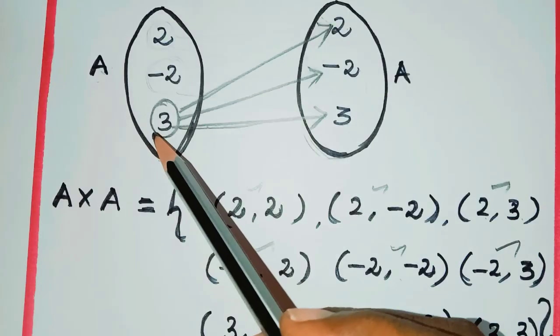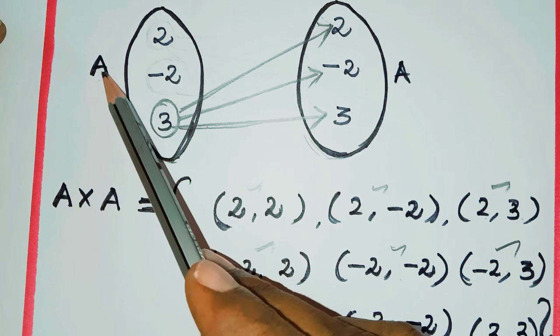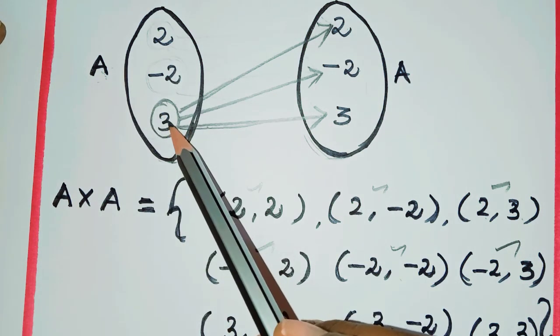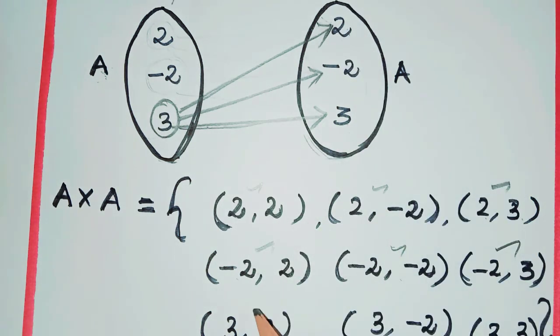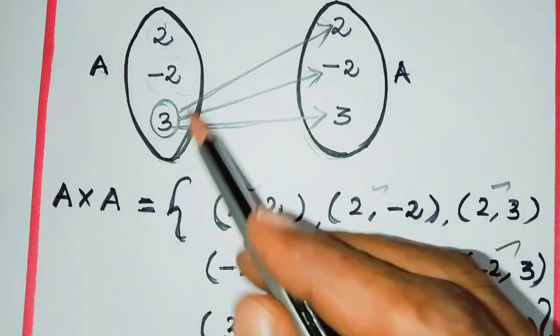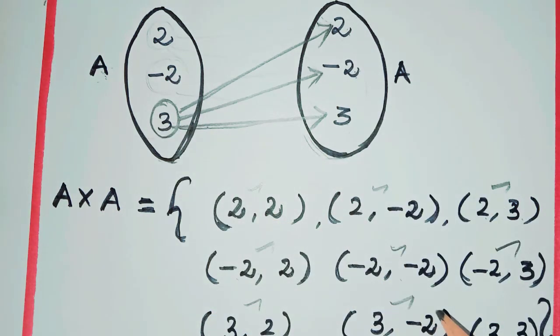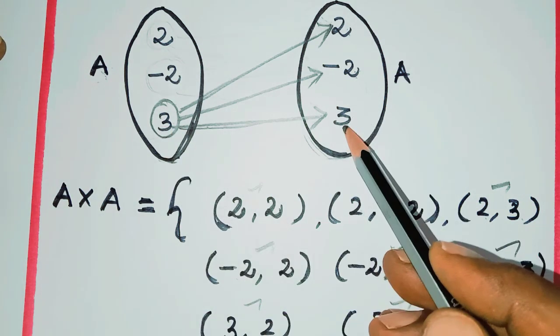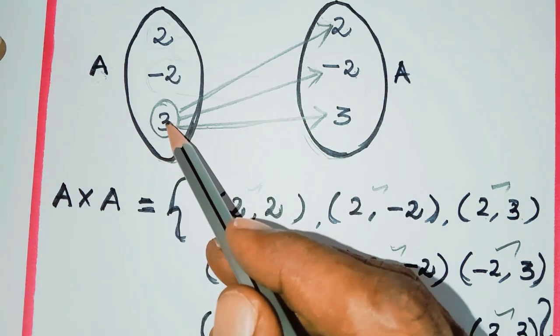Next, find all possible ordered pairs using the third element of A. Third element of A is 3. Using 3 paired with the first element 2: 3 comma 2. 3 comma 2 is the first ordered pair. Next, 3 with the second element, minus 2. 3 comma minus 2 is the second ordered pair. Next, 3 with the third element, 3. 3 comma 3 is the third ordered pair. So these are the three possible ordered pairs using the third element 3.